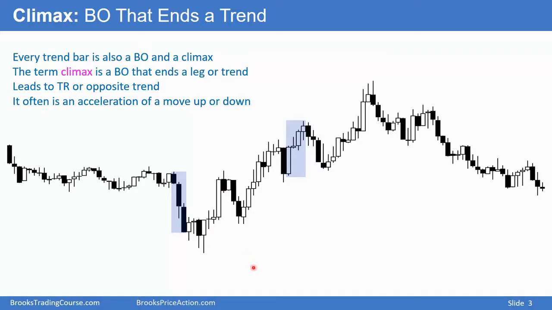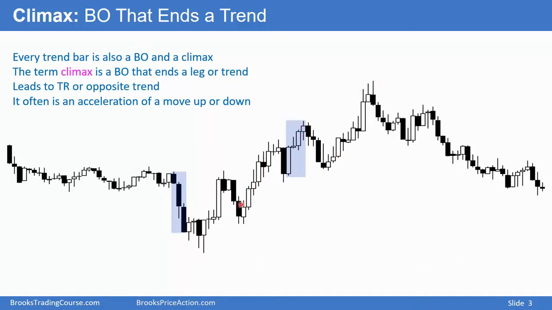A climactic move is often an acceleration of the move. For example, we're going down with lower lows here and lower highs, and then we have an acceleration down. We have a breakout, and it turned out that was the end of the trend. Likewise, the market's going up here, and we're accelerating up again here and again here.